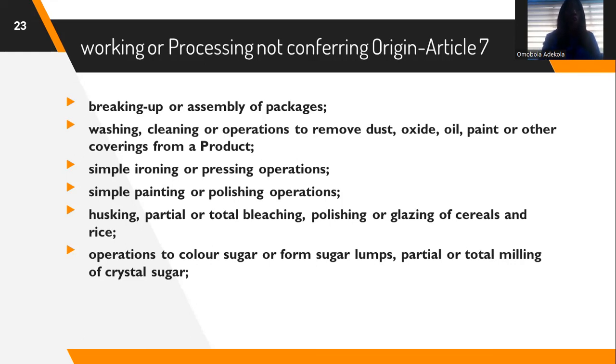We have operations to color sugar or form sugar lumps, and partial or total milling of crystal sugar. I mentioned sugar and sugar products when I was doing a breakdown of products. But if you just color sugar or form sugar lumps, or do partial or total milling of sugar, that does not confer origin. So these are the types of operations that will not qualify for preferential treatment under the rules of origin criteria: the breaking up or assembly of packages, and washing, cleaning, or operations to remove dust, oxide, oil, paint, or other coverings from the product.